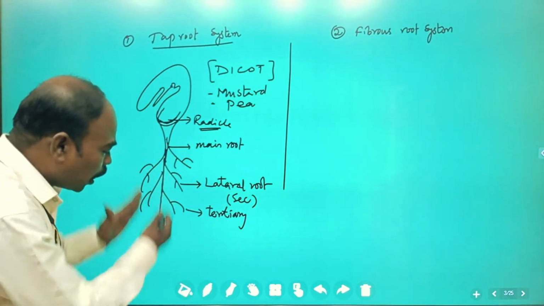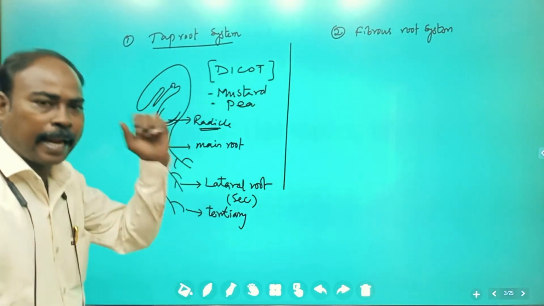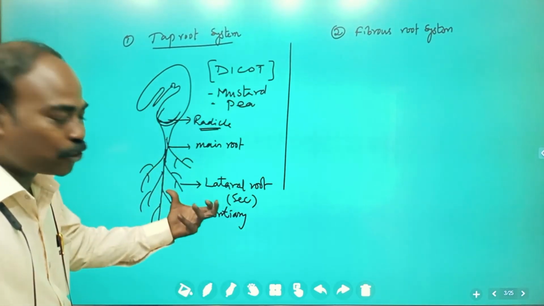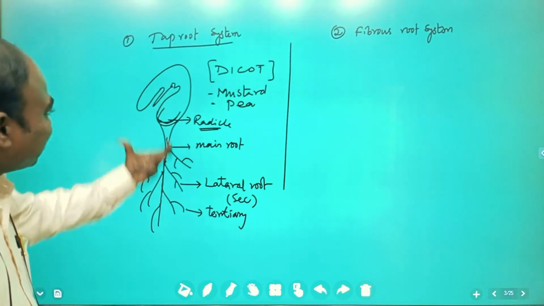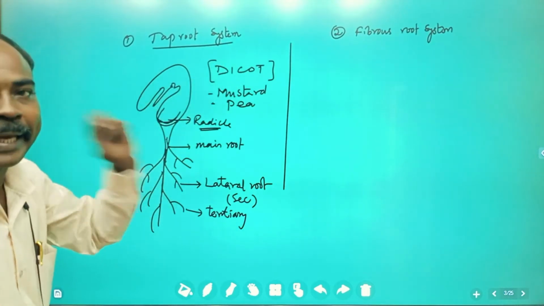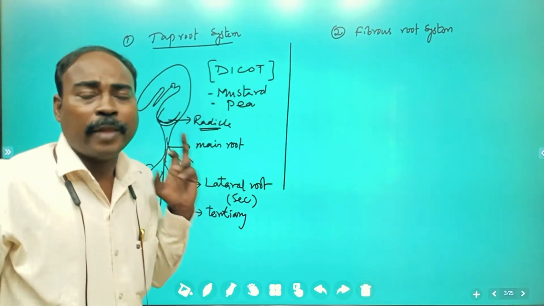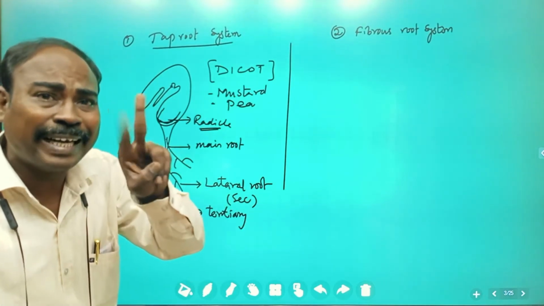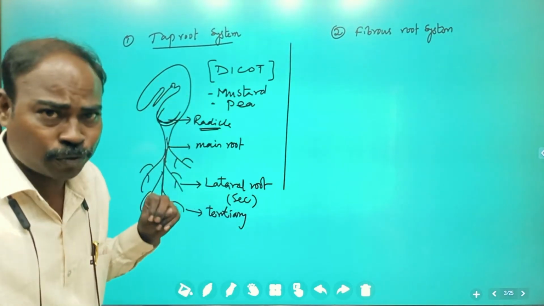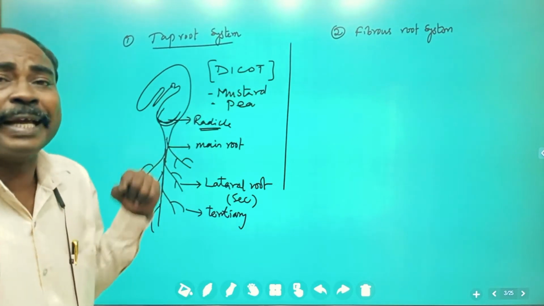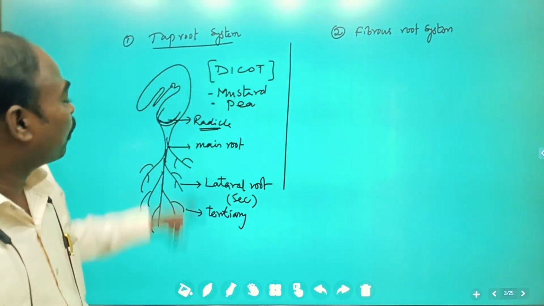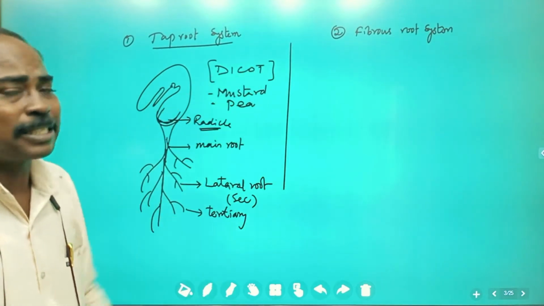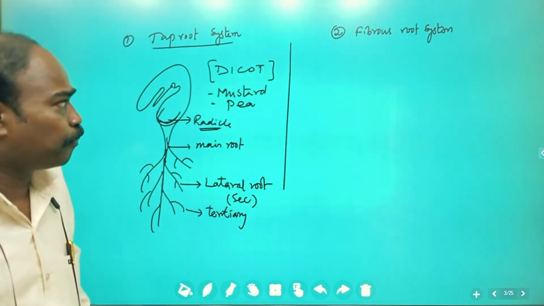This main root grows continuously towards the soil and produces lateral branches, and then from the lateral branches, tertiary branches also develop. Such a type of root system is found in dicotyledonous plants. The plants which have two cotyledons in their embryonal axis are said to be dicotyledonous plants. In most dicotyledonous plants, the taproot system is seen. For example, mustard, pea plants, etc.